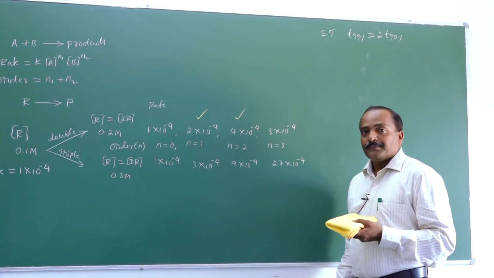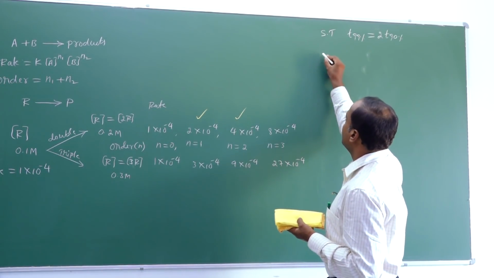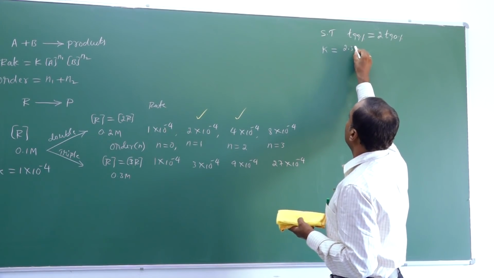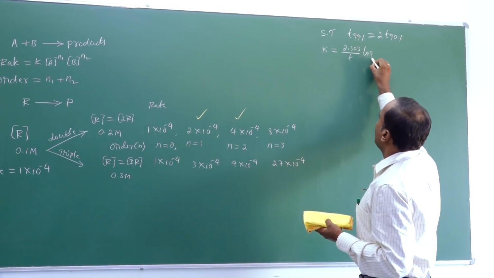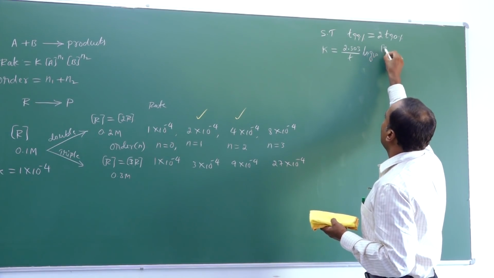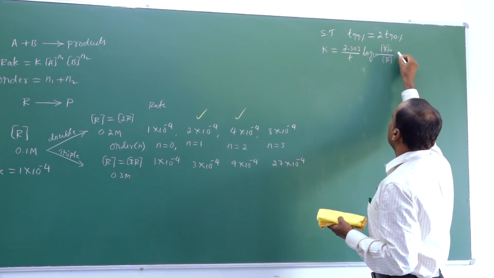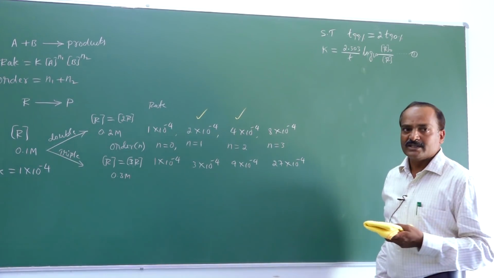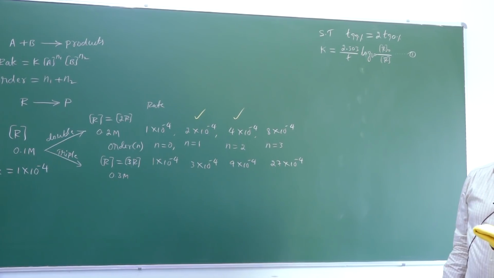We know that the integrated rate equation of a first order reaction is k = 2.303 divided by t log base 10 of R naught divided by R. We call it equation number 1. This is the integrated rate equation of a first order reaction.